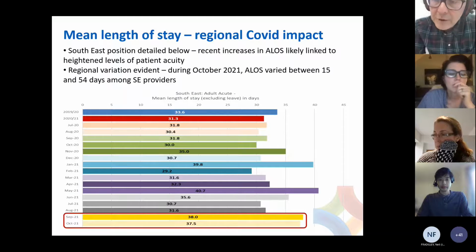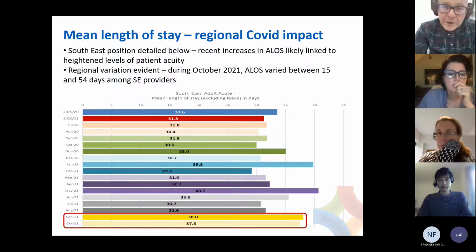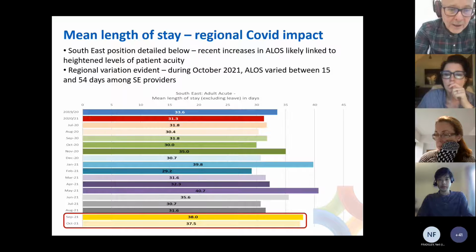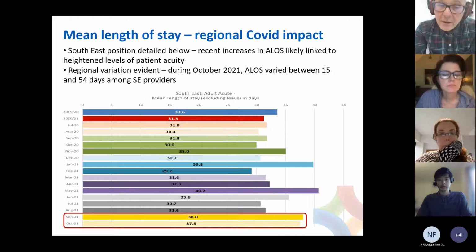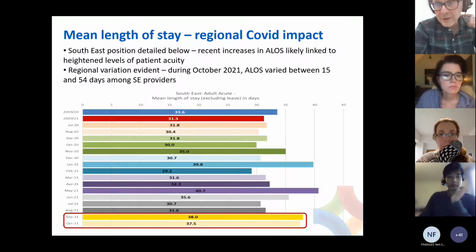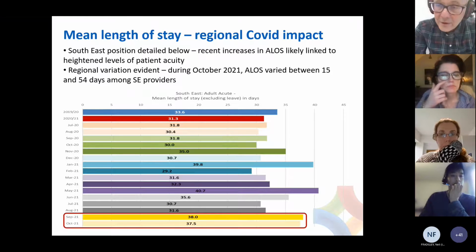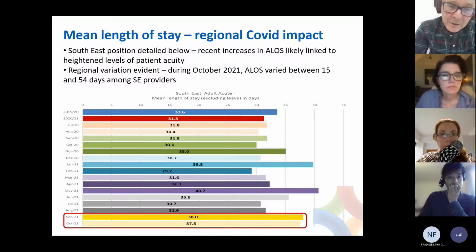And this is what's happened to average length of stay for the region's providers over that 19-month period. So remember the pre-COVID year, we're just showing there in blue, 33.6. We did lose some length of stay during the COVID year, particularly at the start of the pandemic when people were discharged at scale in April. But what we see now is what we might describe as a build-up of pressure.